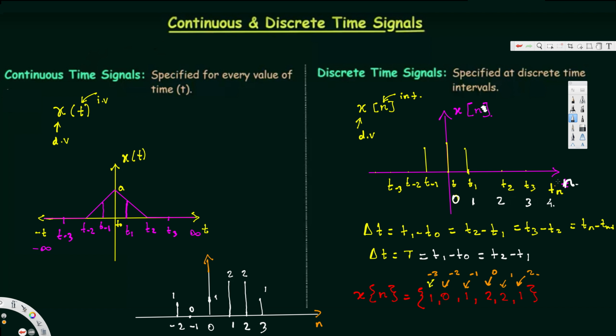To represent this clearly, what we do is we look at the amplitude at 0. Here we have amplitude 1 at 0. So we point to that amplitude, and here we say x of n when n is equal to 0. This is the correct representation of this graph, and those are some basic things about continuous and discrete time signals. I hope this helps. Thanks for watching.